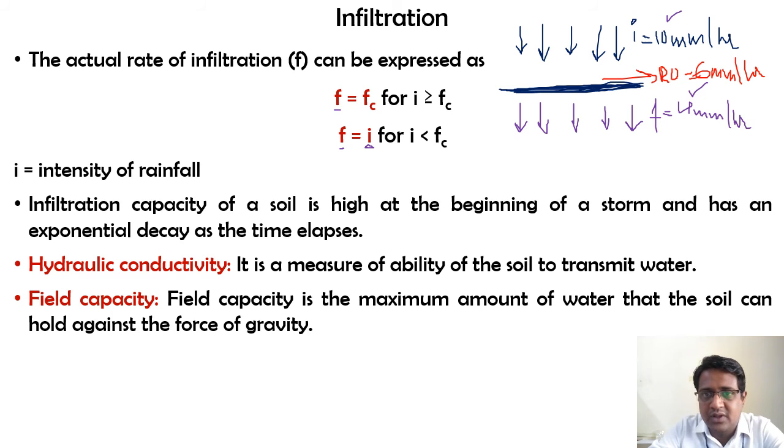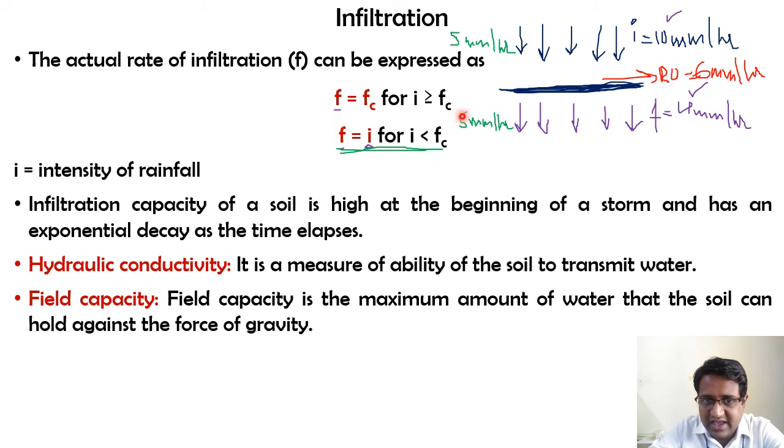So now I is, let us say, 5 millimeter per hour. I is 5 millimeter per hour, and similarly F is also 5 millimeter per hour. So this is for the second equation. Now please check this out.